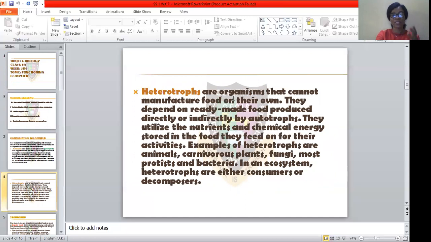We also talked about heterotrophs. These are organisms that cannot manufacture their own food. They depend solely on whatever the autotrophs are able to manufacture, and they utilize the nutrients and chemical energy stored in their food to carry out their own activities. Examples of such organisms include animals, fungi, and bacteria.